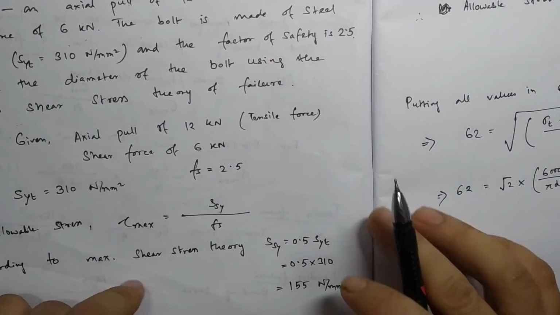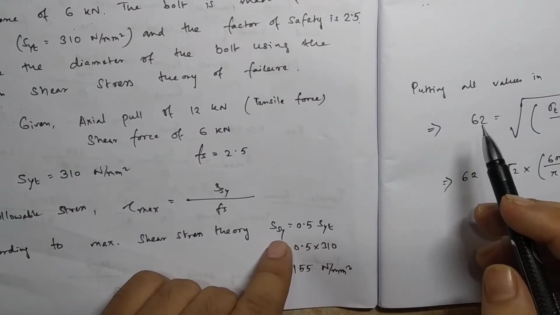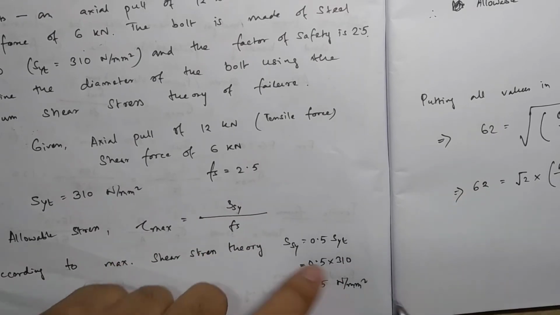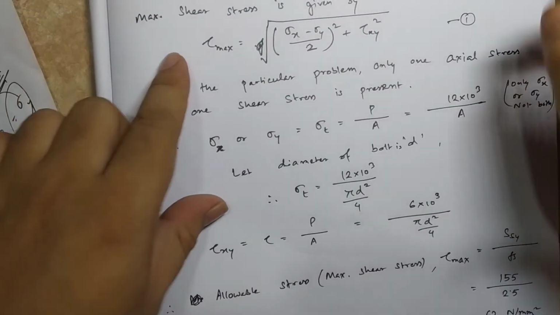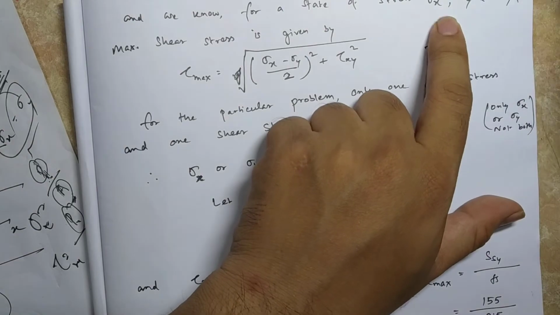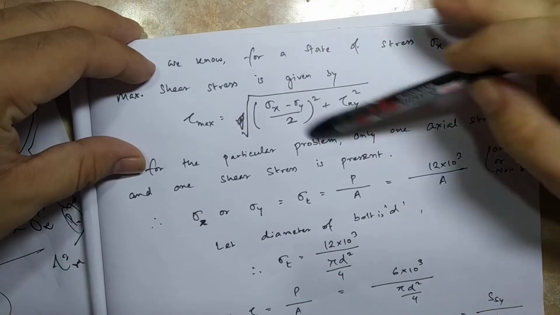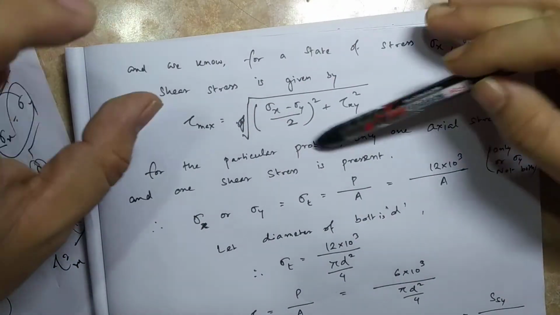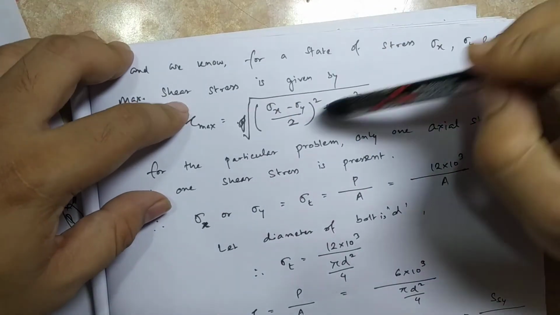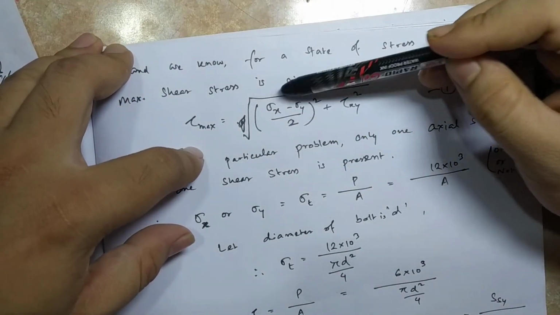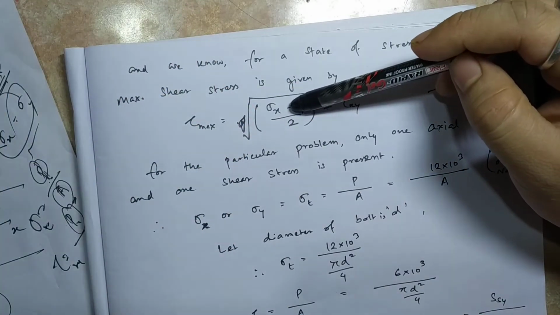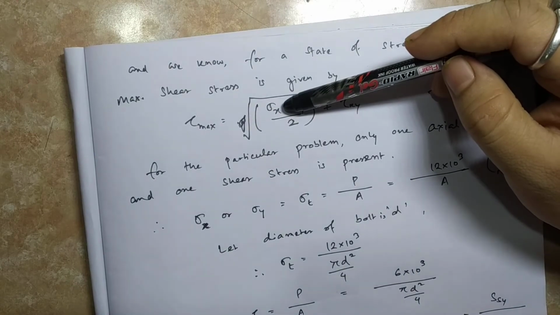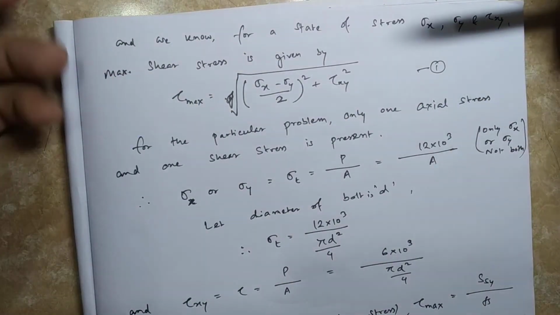So according to maximum shear stress theory, this is the relation: tau max equals SSY by Fs, and SSY equals 0.5 times SYT. So you have found SSY. Now look at this. We know for a set of stress, and this is the explanation I have written for you, you don't have to write down everything like that. You just have to write down maximum stress is given like this, and there's only one stress, sigma, either sigma x or sigma y, that's up to you. It depends upon your understanding, since only one stress is present.